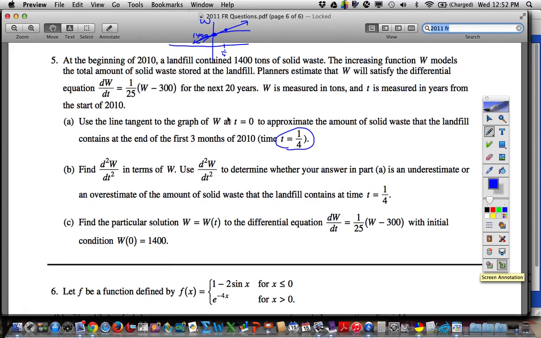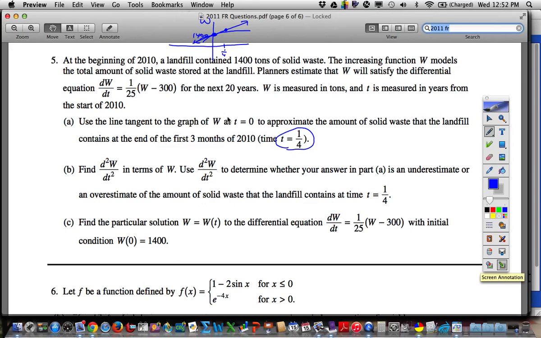Does that look familiar? Have we done that? Have we talked about how if you have a line on a curve, it's tangent at one point, that right around that vicinity, the points on the line are pretty much the same as the points on the curve? Haven't we talked about that? Right? That's local linearity. So right around the tangent point, the points on the line are pretty much the same as the points on the curve. So if we could find that point on that line, that would be an approximation to how many tons of waste are in that landfill.